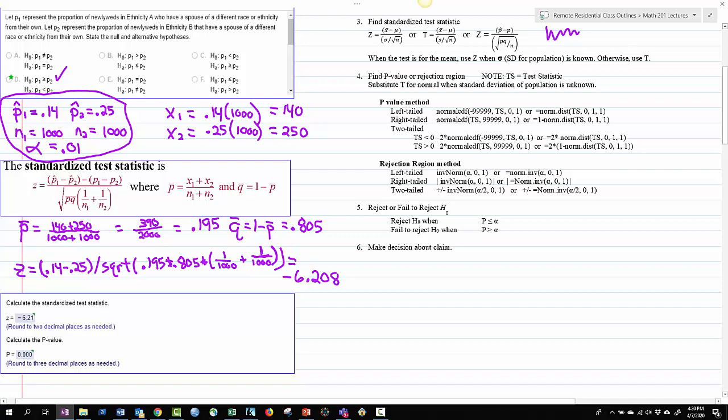Now, the next question is to calculate the standardized test statistic. It's very similar to what we did last time. Let's do it on the calculator first, and then we'll talk about all these calculations by hand here for the Excel. I'm going to go stats, hit right arrow twice, pick tests.